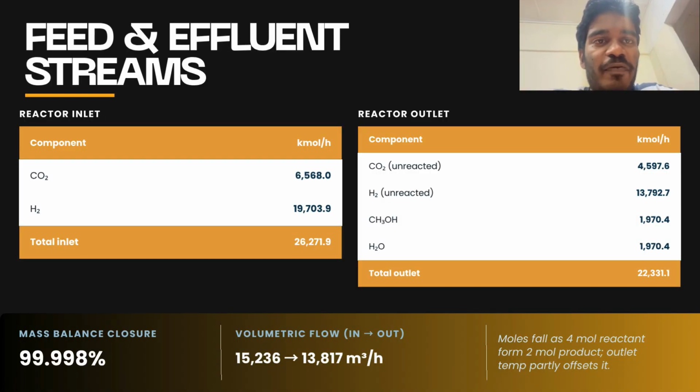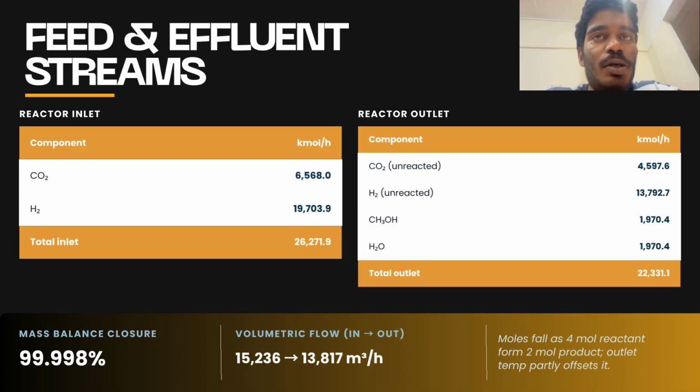Working from the target, we calculate our feed requirements. The reactor inlet needs 6,568 kilomoles per hour of CO2 and about 19,704 kilomoles per hour of hydrogen for a fresh total feed of roughly 26,272 kilomoles per hour.